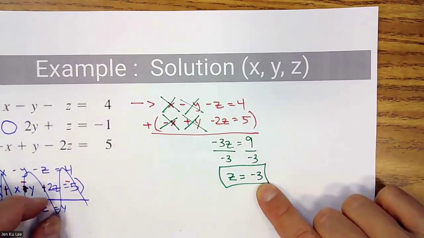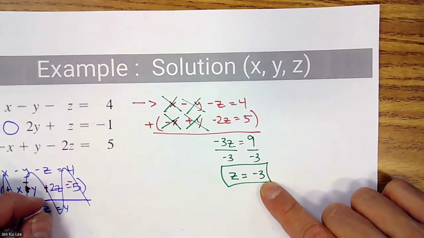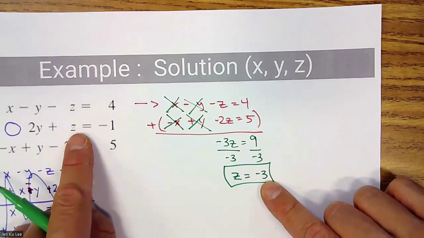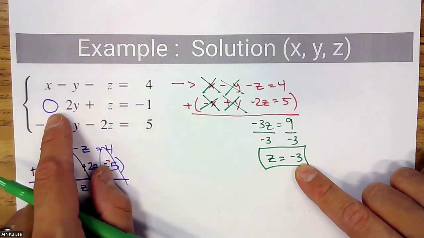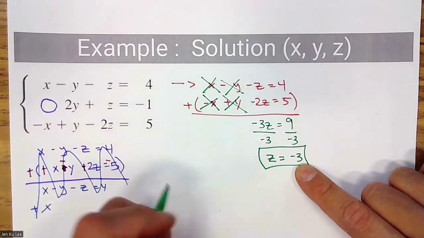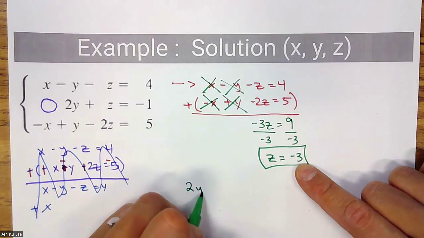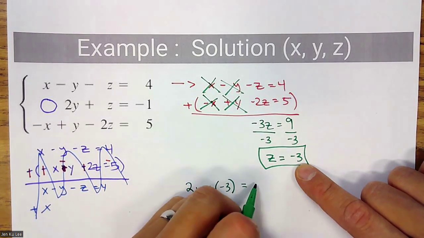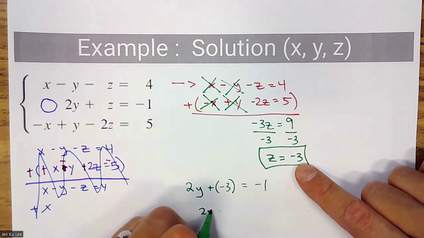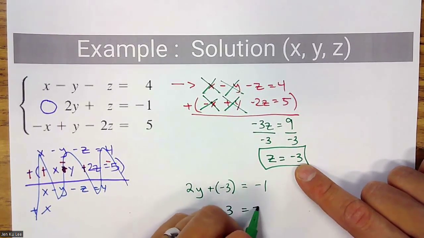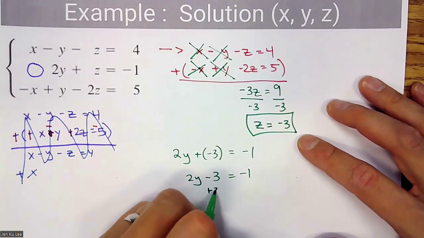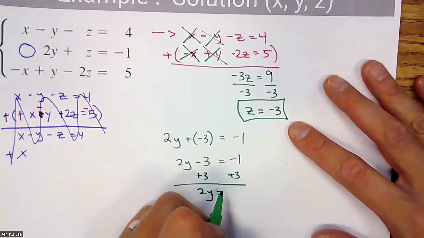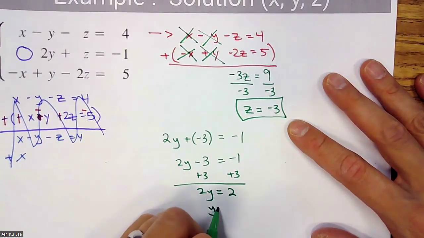I already have my z value, right? So with that z value, I can plug that guy back into this equation to solve for y. So 2y plus negative 3 equals negative 1. That's 2y minus 3 equals negative 1. Add 3 to both sides. 2y would equal 2. y would equal 1.